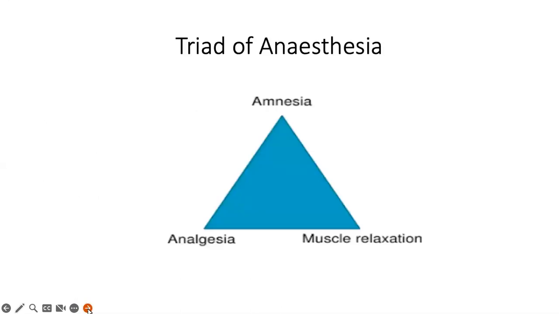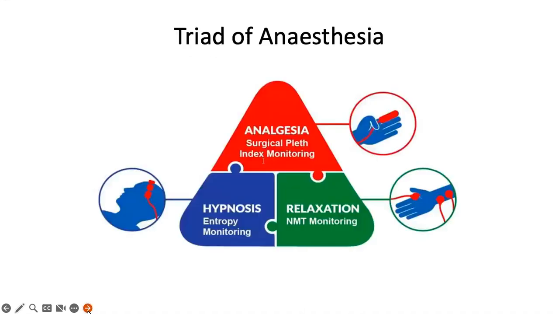So when we look at the typical triad of anesthesia, the triad involves amnesia, analgesia, and muscle relaxation. I think you might have already covered a little bit on amnesia and analgesia, but the focus of this presentation is the aspect of muscle relaxation. And in order to monitor these aspects of the triad, there are different modalities.